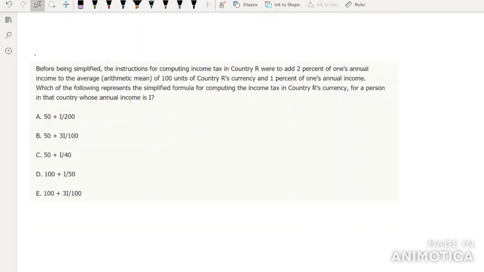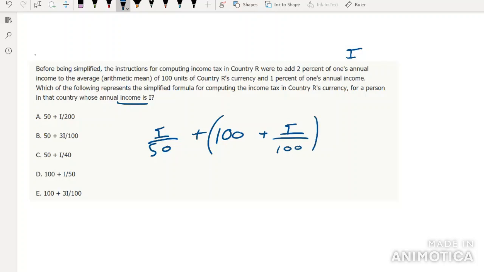Okay. Before being simplified, the instructions for computing income tax in country R were to add 2% of one's annual income. So if we call one's annual income I, we add 2% of that. So I over 50, that's 2% of I. That is added to the average, the arithmetic mean, of 100 units of country R's currency and 1% of I, so I over 100. And for the average you need to divide by 2. And then basically just simplify that.